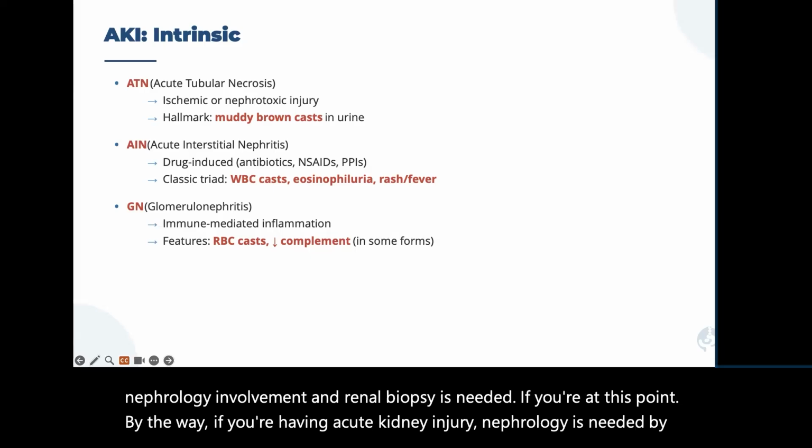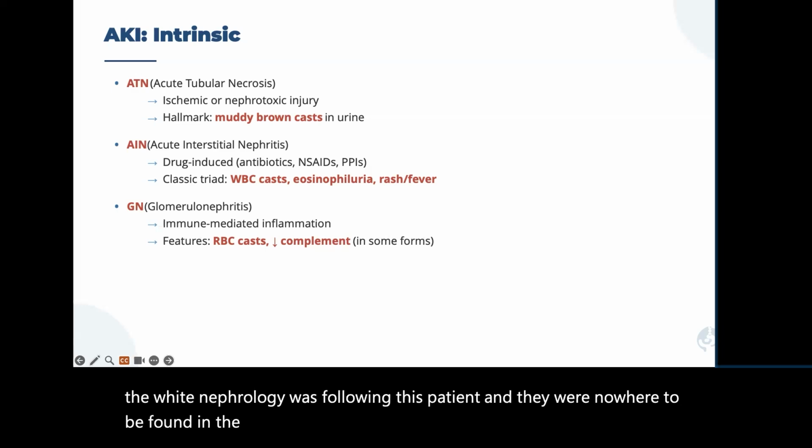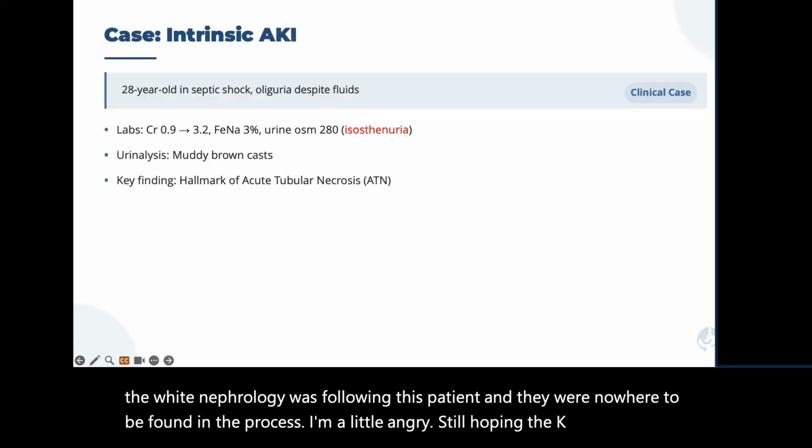By the way, nephrology was following this patient and they were nowhere to be found in the process. I'm a little angry still, hoping the K is lower.